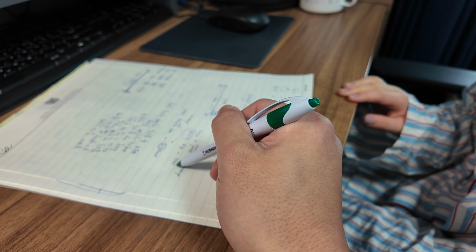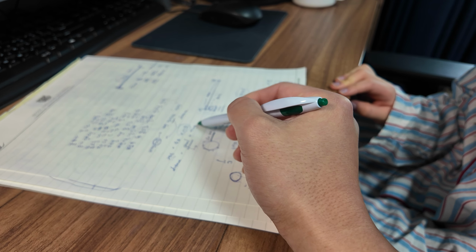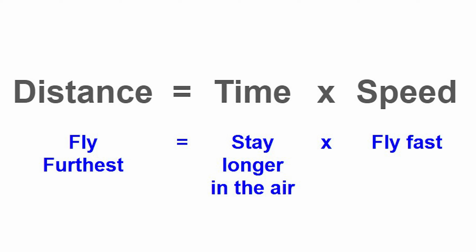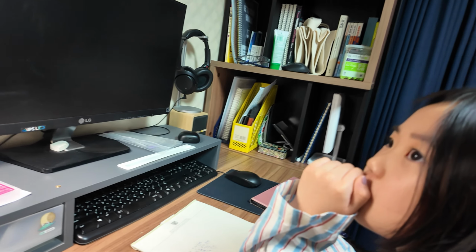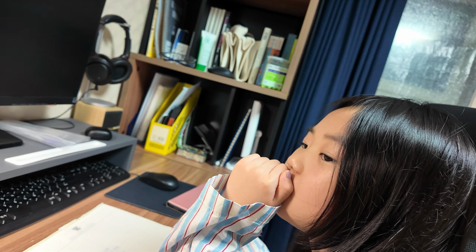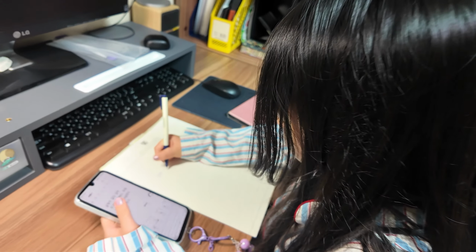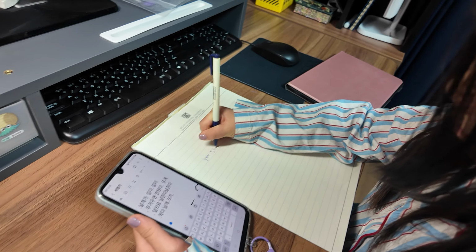First, my dad taught me a simple formula, which is distance equals time multiplied by speed. From this, I learned that for an airplane to fly the farthest, it needs to stay in the air for a long time and fly fast. Based on this, I thought about what would help the plane fly the farthest.